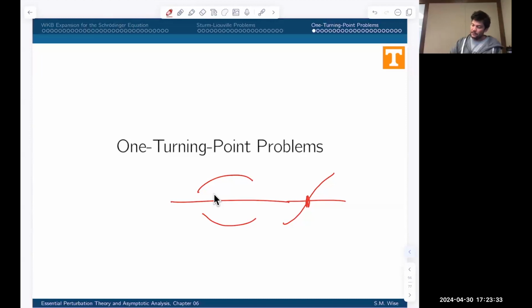There are 2 slide decks for chapter 6. We're almost through the first one, and then I have one more. Forecasting a little bit, we're going to talk about 1 turning point problems, and we'll talk a little bit about quantum mechanics. If you've never seen that and are interested, I encourage you to tune in for that. And then we're going to talk about turning point problems where you have multiple turning points.